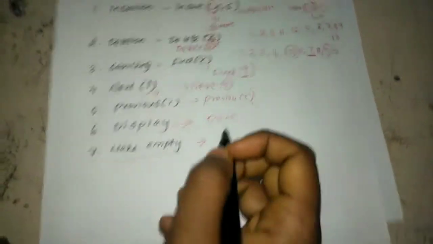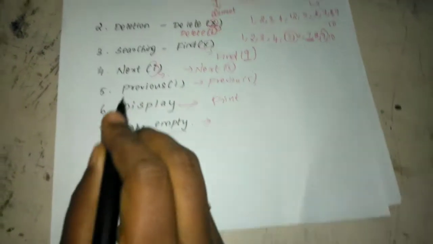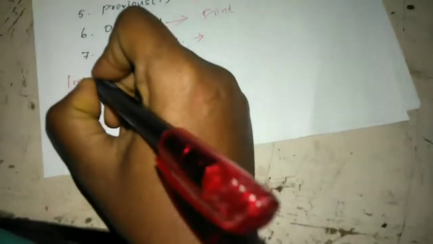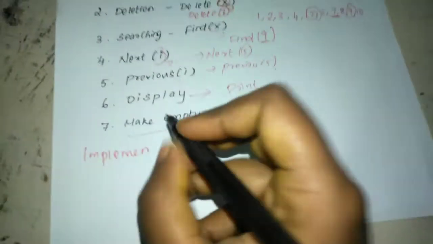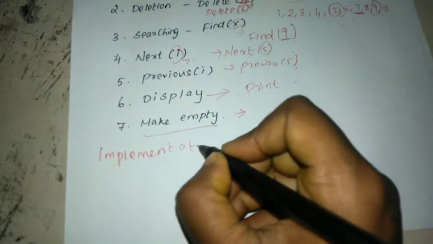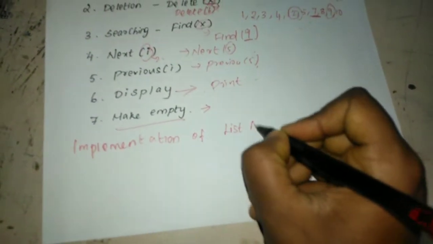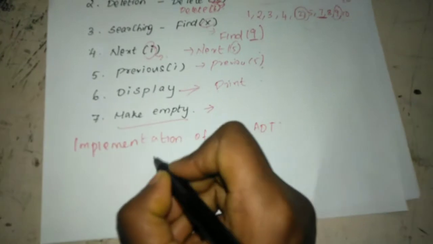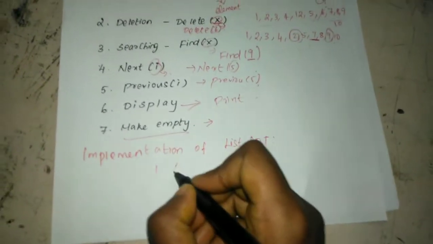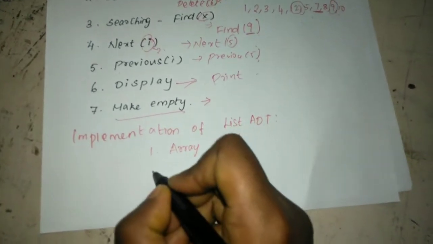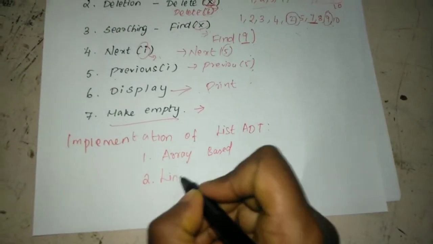Next we are going to see how we implement the list ADT. Now we're going to see the implementation of list ADT. We can implement it in two ways. One is using an array, that is array based implementation. Number two, linked list based implementation.